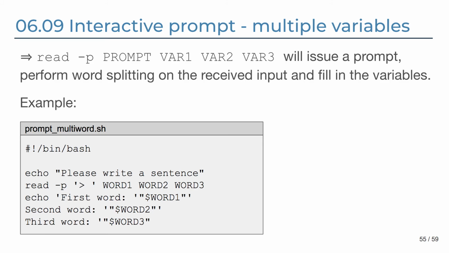And speaking of multiple variables, we always have to remind ourselves that bash splits a string into arguments by white space. Meaning, if you write multiple words in the prompt that you asked for, it will be returned as multiple arguments, and you can add a list of variables to read, and so you get multiple arguments out of it.